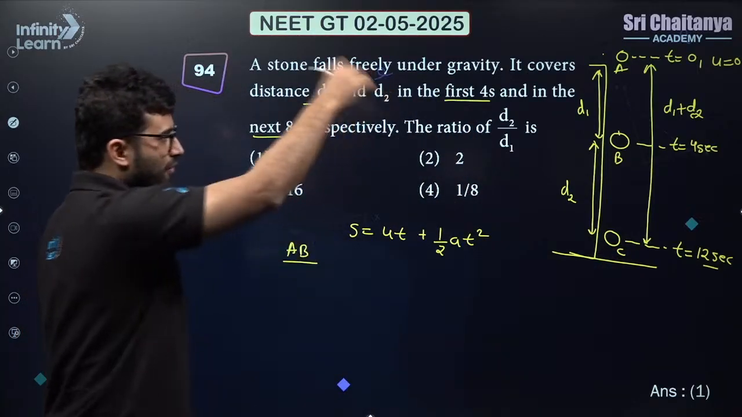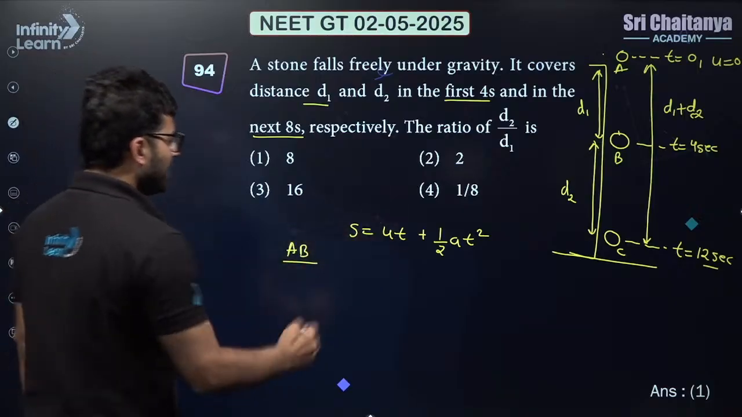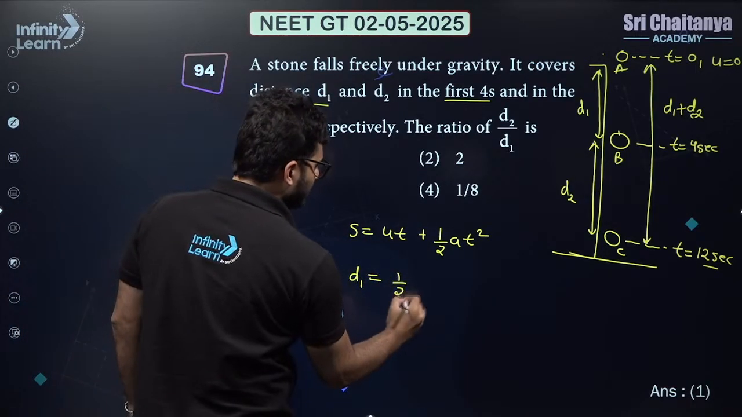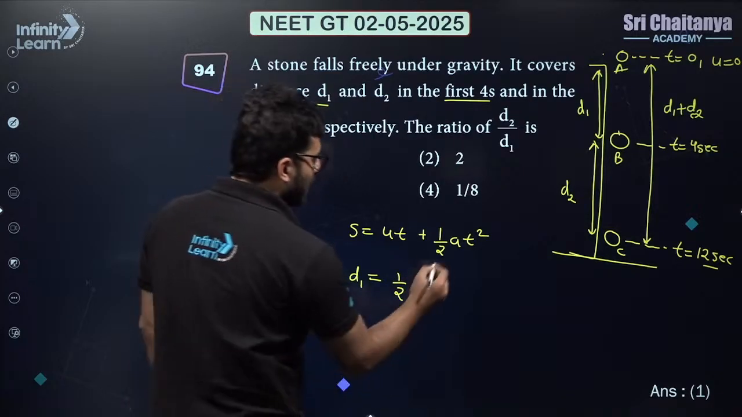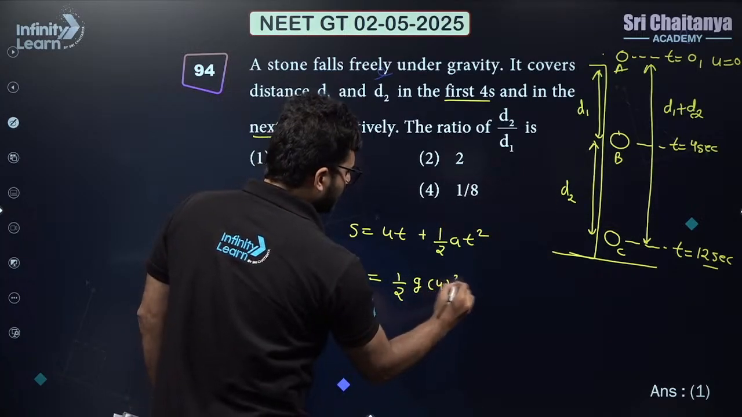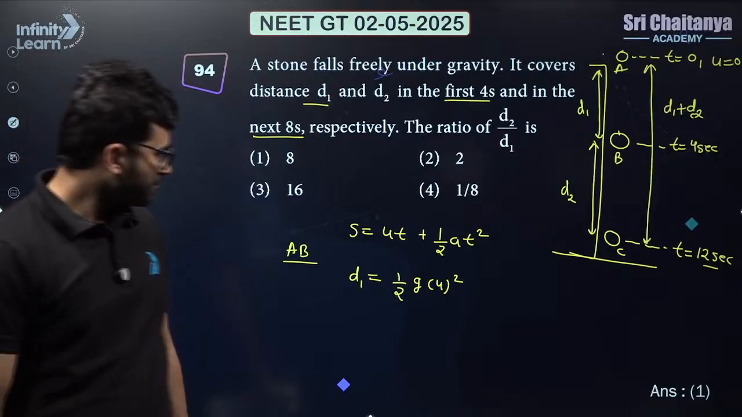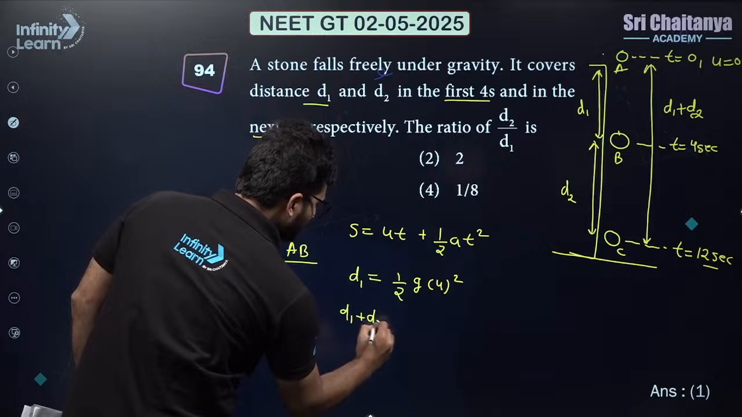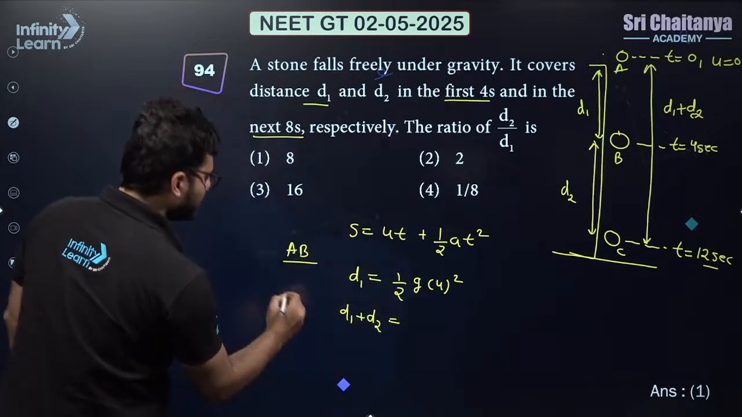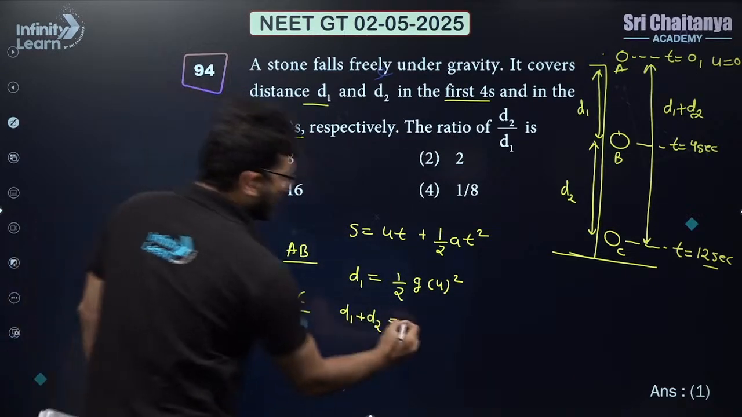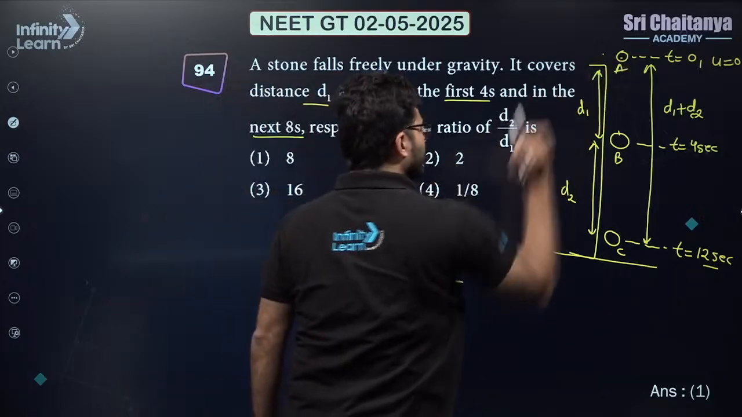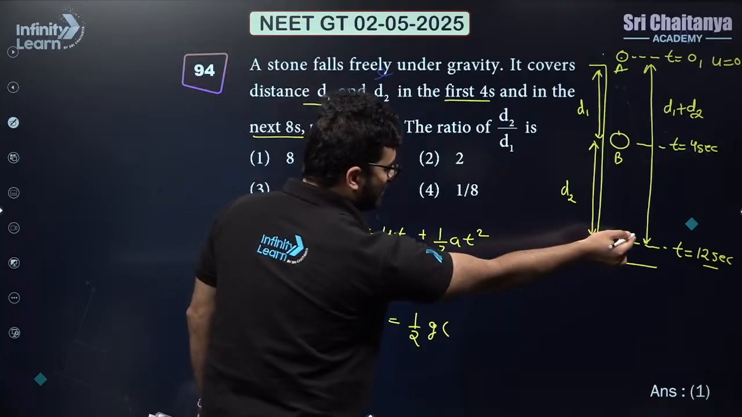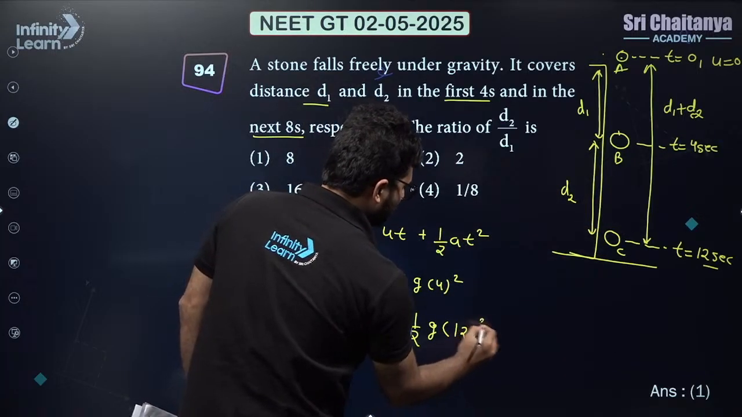If I write the equation for the AB part, what will I write? I will write S, which is d1, is equal to ut plus half at square, u is 0, a is nothing but g, and t is nothing but 4 square. So this is my first equation: d1 is equal to half g into 4 square. The next is d1 plus d2. This is the equation for A and C, this motion AC. Again, u is 0 because I am starting from here, so half g into total time. What is the total time? 12 seconds. So 12 square.